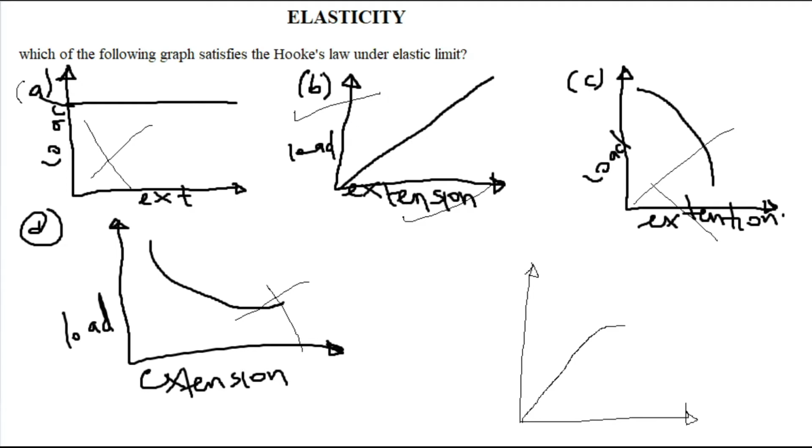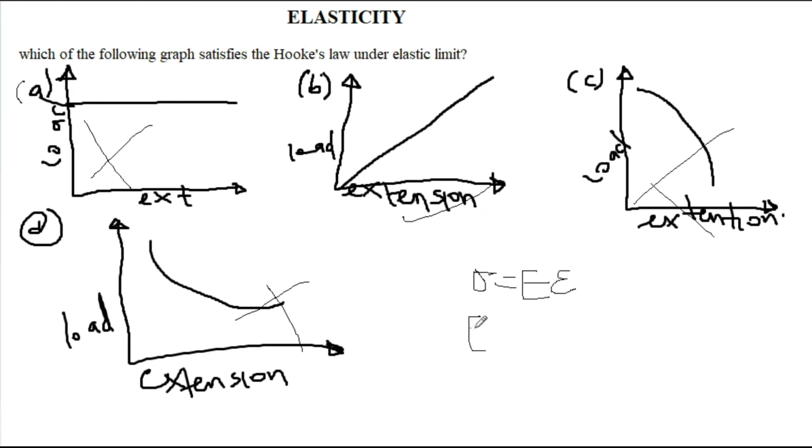Let's go to the second question. Another way to find this is to use the formula. According to Hooke's law, the stress is proportional to the strain. So we can have something of this nature. It means that the Young's modulus, or the elastic modulus, is the ratio of the stress to the strain.